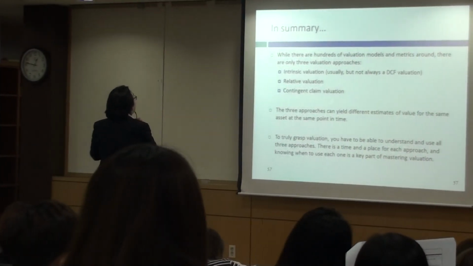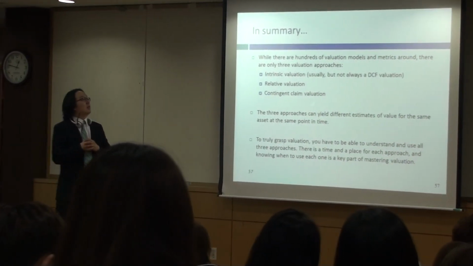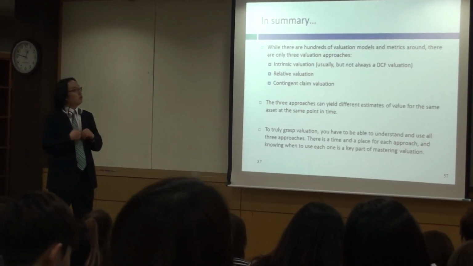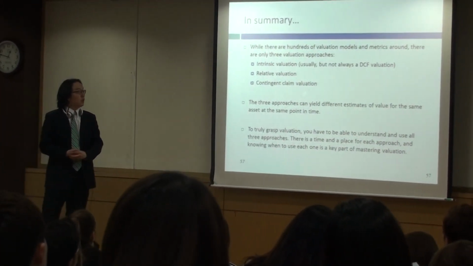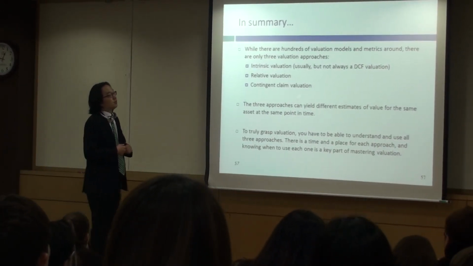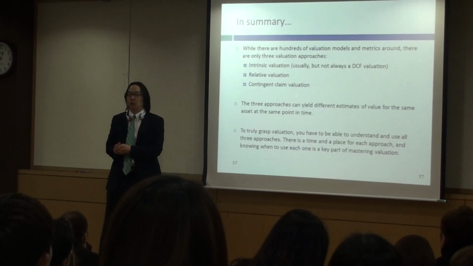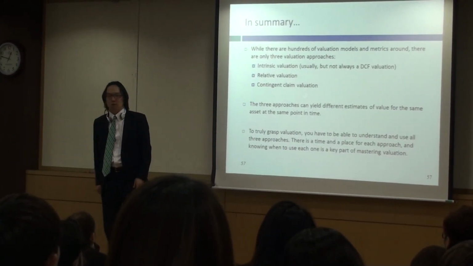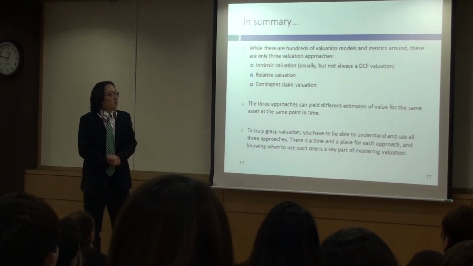In summary, while there are hundreds of valuation models and metrics around, there are only three valuation approaches: intrinsic valuation, relative valuation, contingent claim valuation. The three approaches can yield different estimates of value, as I told you before. Intrinsic valuation, buy. Relative valuation, sell. Right? You have to choose one.